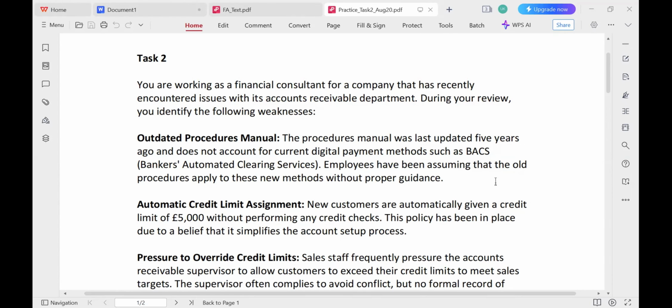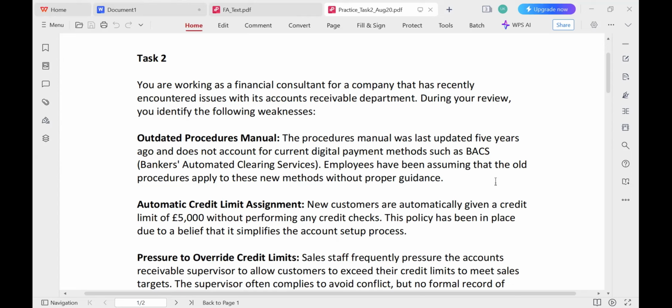Okay, so this is a question that I uploaded yesterday in the group, and I expect that most of the students have already done this question. If you haven't, you can just download the question and have a look at it and try to solve it. Again, this is a question for task 2. All right, so let's have a look at it.